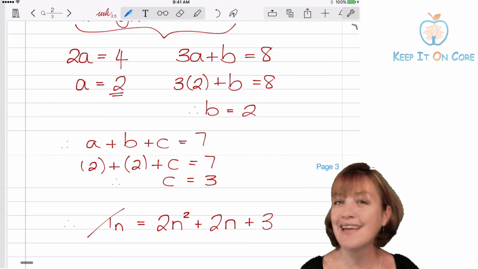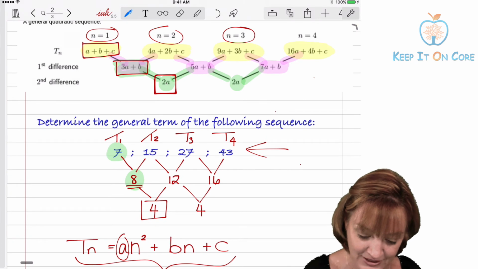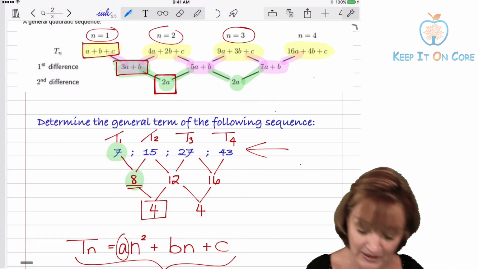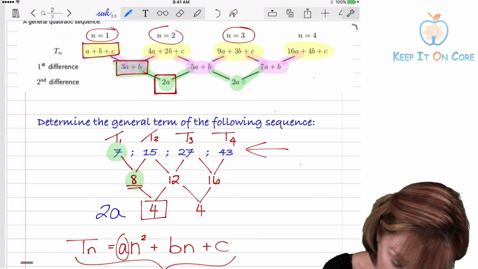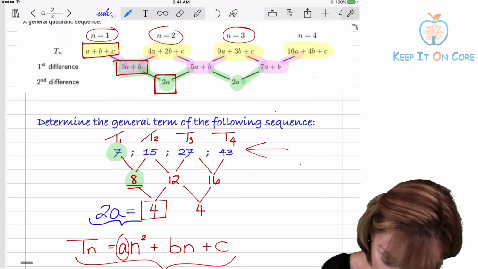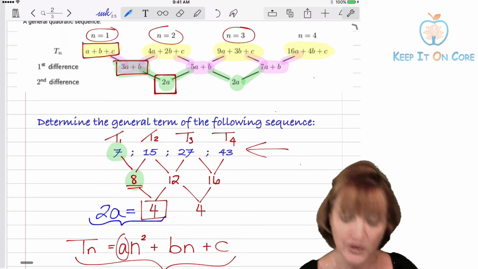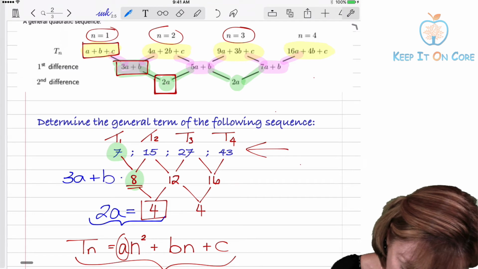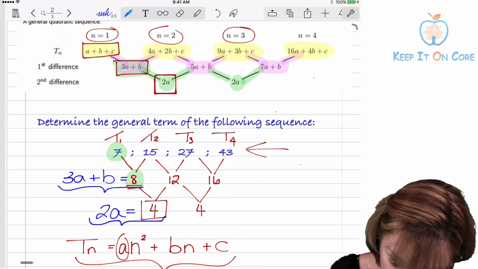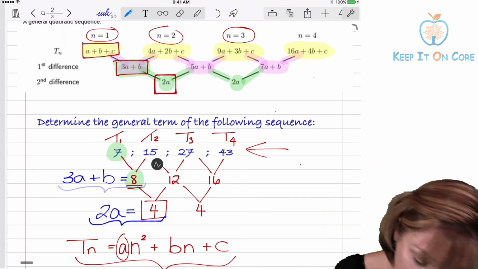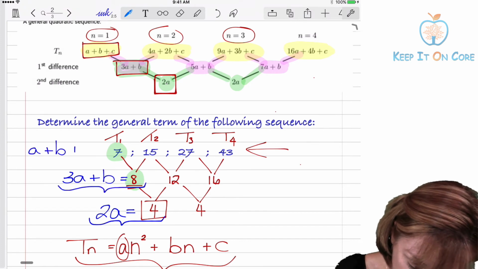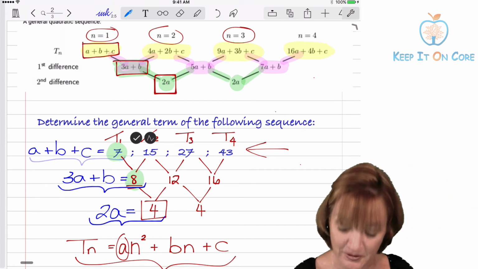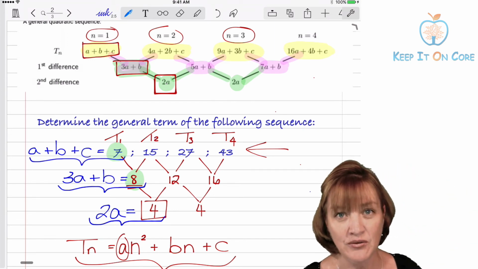Okay, so it's a nice handy method to learn. The only thing I would say to you is that when you're doing this, you need to learn that in order to use this method, you always put 2a equals, and you make an equation out of that bottom row. Next to it, we say 3a plus b equals, and we make an equation out of that middle row, and then we say a plus b plus c equals, and you make an equation out of that top row. So you do need to learn that. Make sure that you learn it.